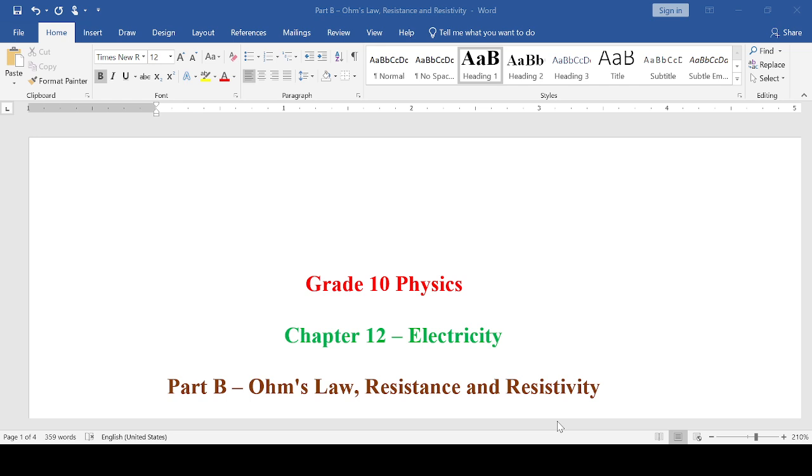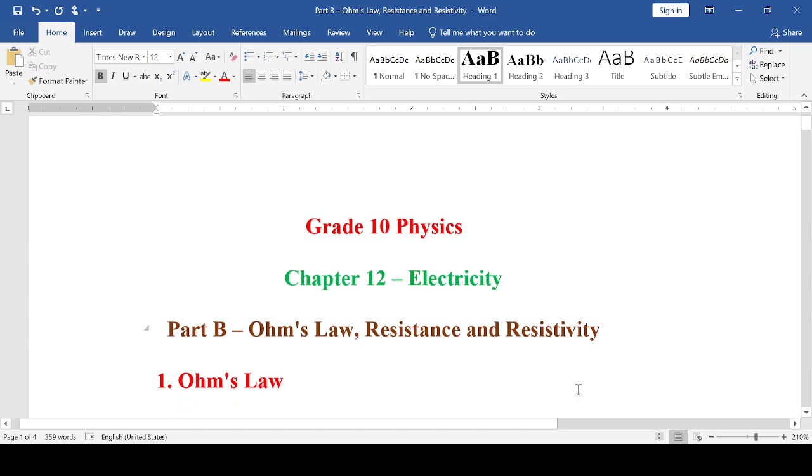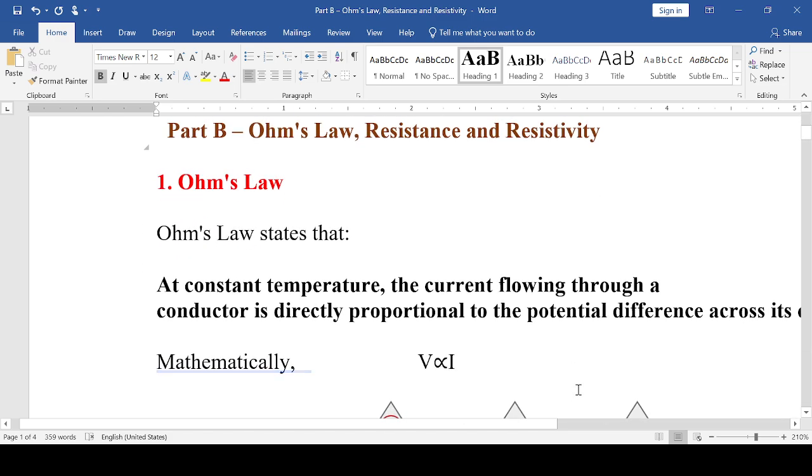Chapter number 12, Electricity, Grade 10, subject of Physics. In Part B of electricity, we will discuss Ohm's law, resistance and resistivity. So what is Ohm's law?